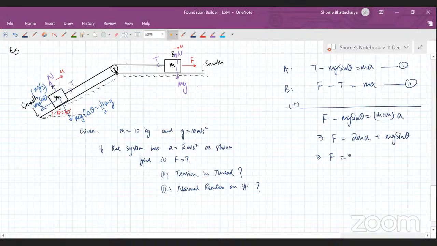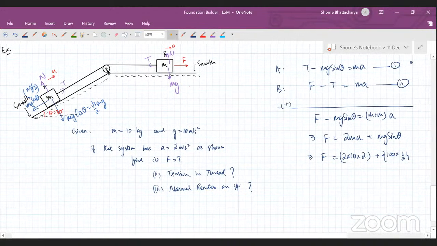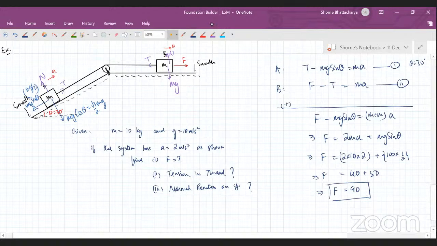So F will become 2 into 10 into 2 plus 100 into half, because theta is 30 degrees. So how much is that becoming now? Those of you who got 90 newtons, your answer is correct. F is equal to 90 newtons. So Ruksar, your answer was correct. Rishi, your answer is correct.